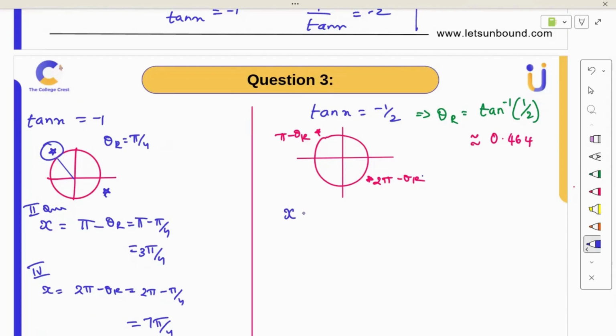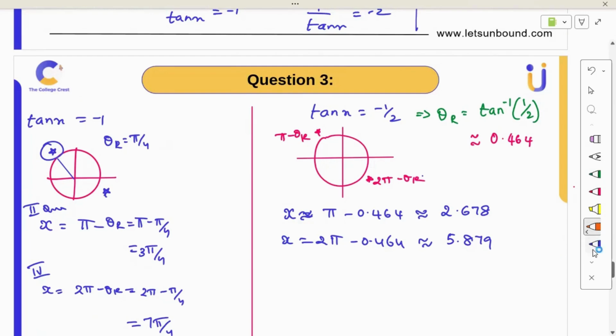So your x is going to be pi minus 0.464 approximately, and do this in the calculator. You will get approximately 2.678. Just go for 3 decimal places. And another x is 2 pi minus 0.464. Again, do the calculator part. It's 5.879. So these are the solutions. Your x is 3 pi by 4, 7 pi by 4, 2.678, 5.879.